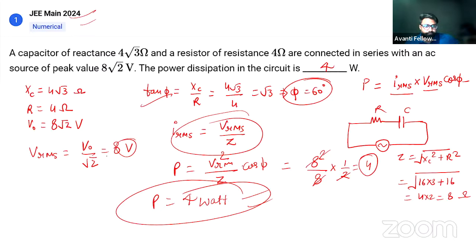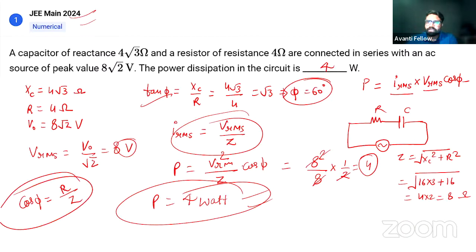And one more thing, that cos phi, if you will calculate in this circuit according to impedance triangle, so cos phi will become R upon Z. ठीक है, clear है? So cos phi is the power factor of any AC circuit, which tells you about how much power is consumed in that particular circuit.